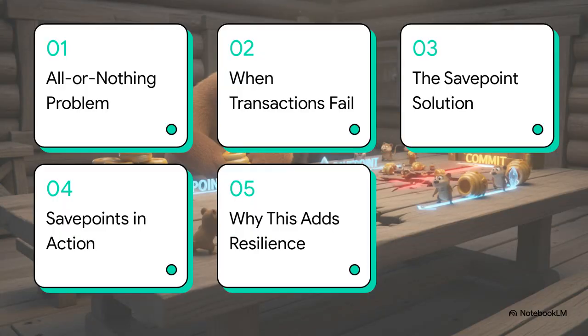So, here's our game plan. First, we're going to quickly cover the all-or-nothing problem with standard database transactions. Then, we'll see exactly why that can be a pain. After that, we'll introduce the solution, the Savepoint command. We'll see how it works with a real example, and then we'll wrap it all up by talking about why this makes your applications so much stronger.